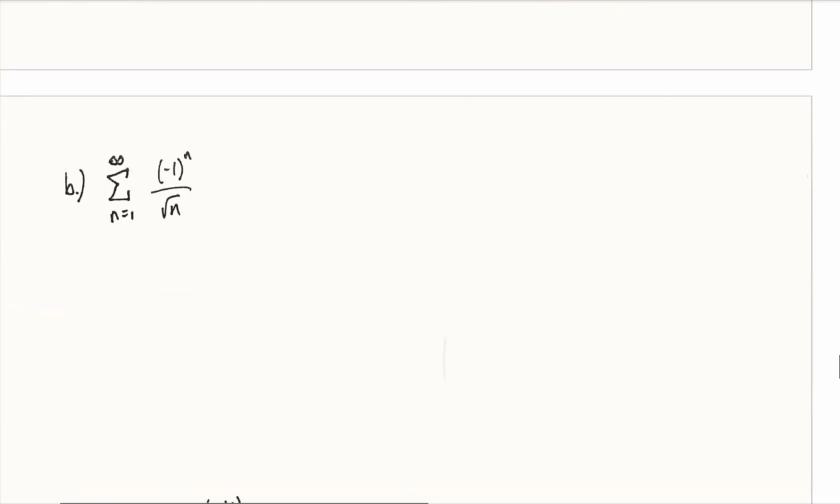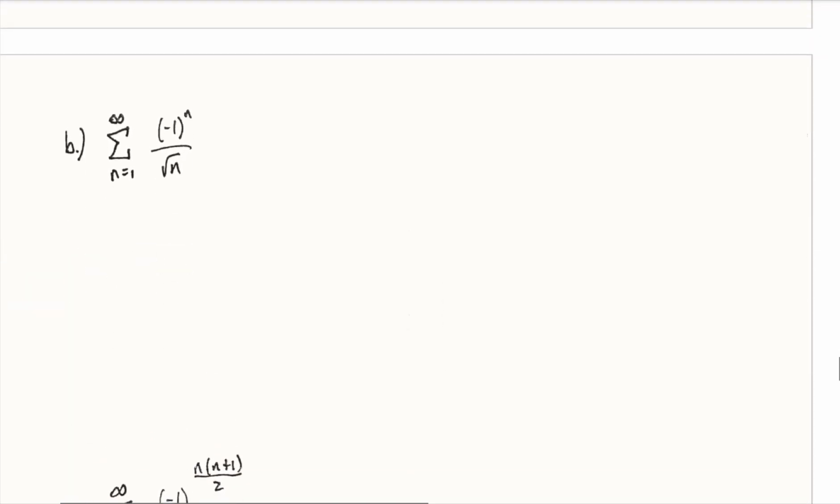Let's take a look at another one. So let's do this one right here: negative 1 to the n over the principal square root of n. Now this one at least has a chance to converge, right? Because the terms are headed to 0. If you do the limit as n goes to infinity of 1 over the principal square root of n, that's headed to 0. So it might converge. There's a chance.